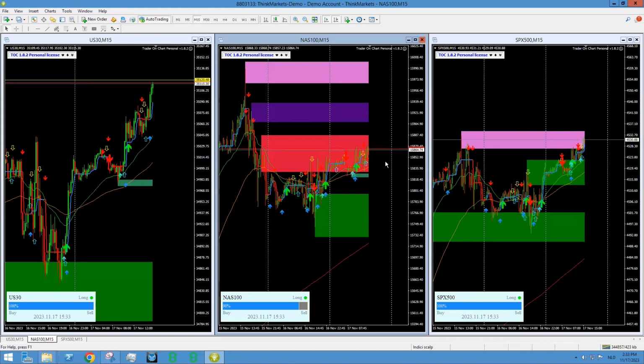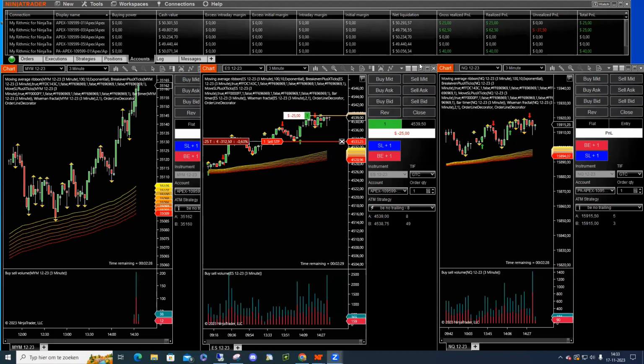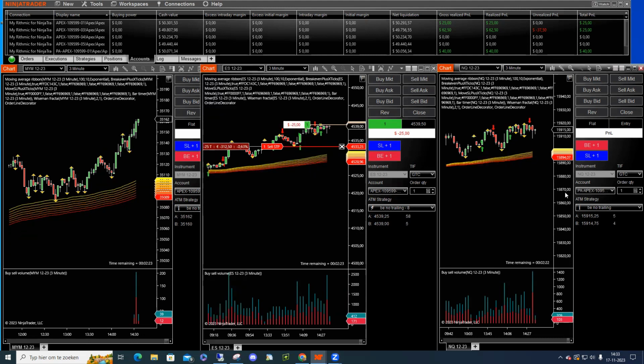On NAS, I'm looking for buy only. On SP 500, I'm looking for buy only. So that's my direction. I put them on 15 minutes. And then after this, I can go back to my Ninja Trader. And then I got here my Ninja Trader platform.